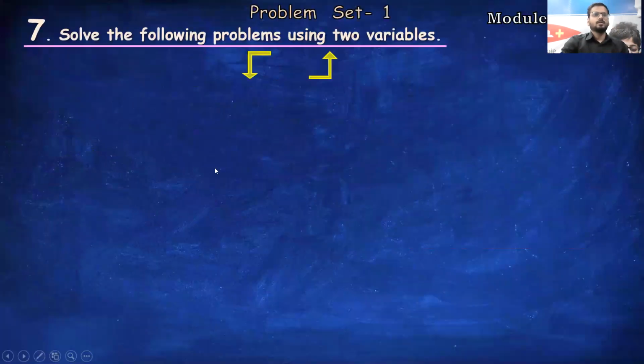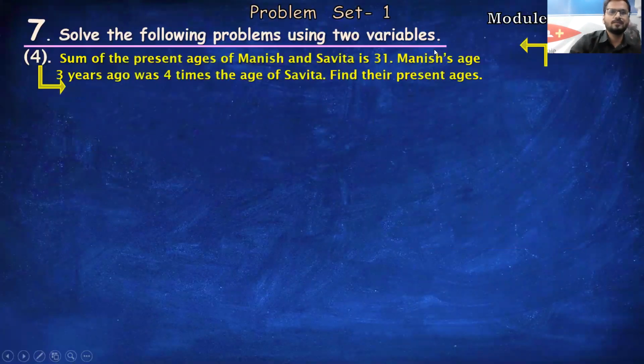Okay. So next question for the day. The sum of the present ages of Manish and Savita is 31. Manish's age 3 years ago was 4 times the age of Savita 3 years ago. Find their present ages. Very easy question again, students. It can be asked in your exam for 3 marks.